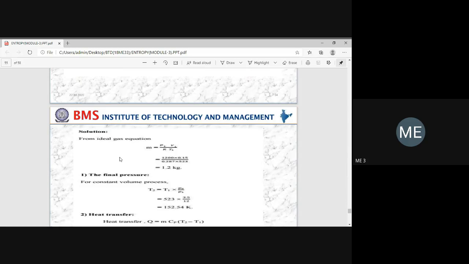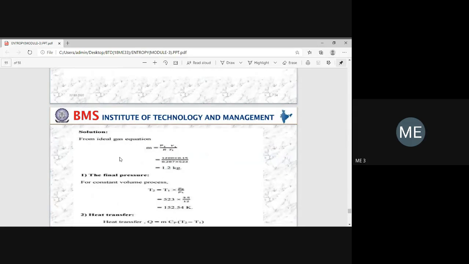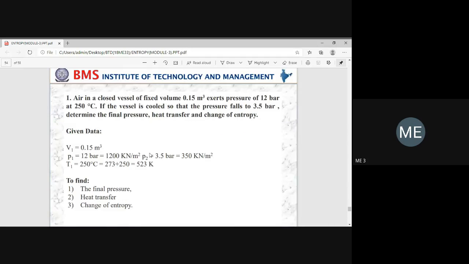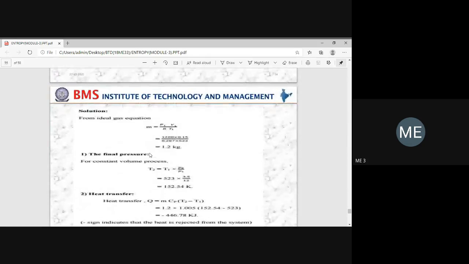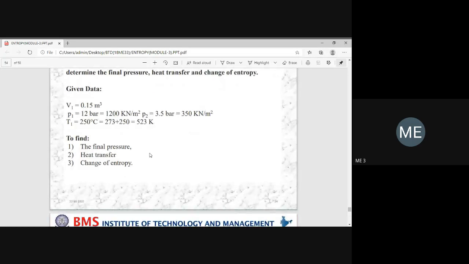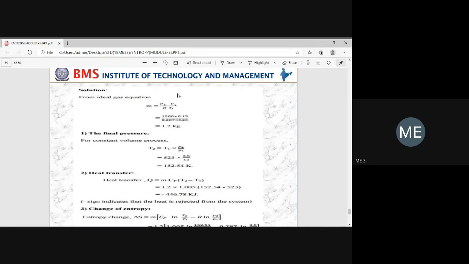So first, we have to find the mass of the gas. Apply the ideal gas equation: P1 V1 equals m R T1. So the mass of the gas is given by P1 V1 divided by R T1. P1 is 1200 kilopascal, V1 is 0.15, R, the gas constant, is 0.287, and T1 is 523, that is 273 plus 250 Kelvin. After solving, we get the mass of the gas as 1.2 kg.